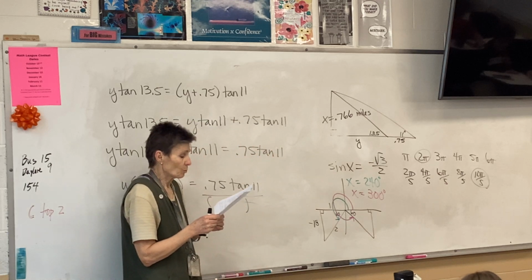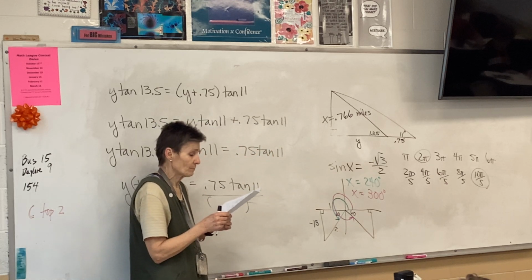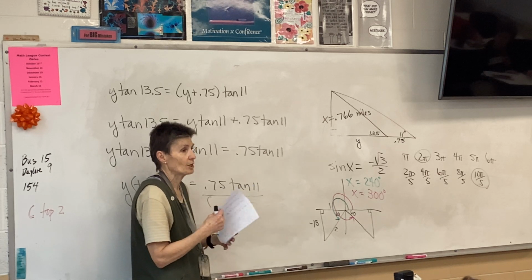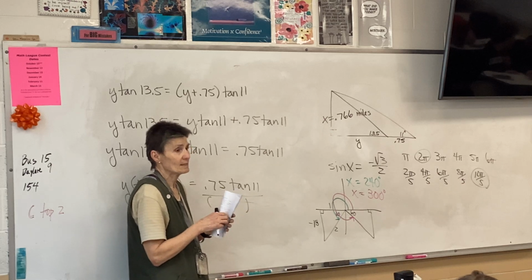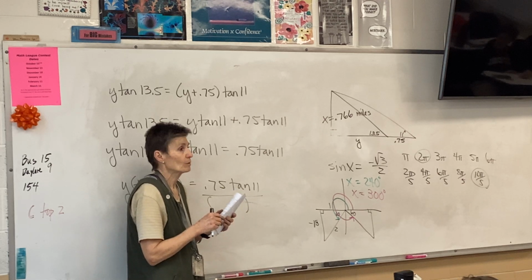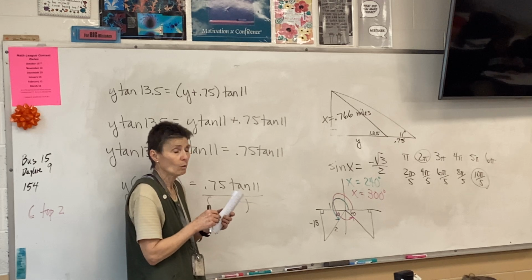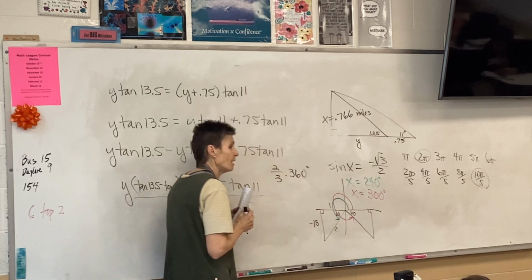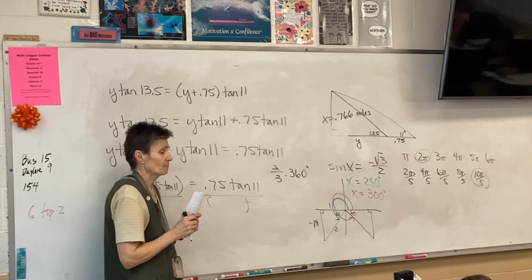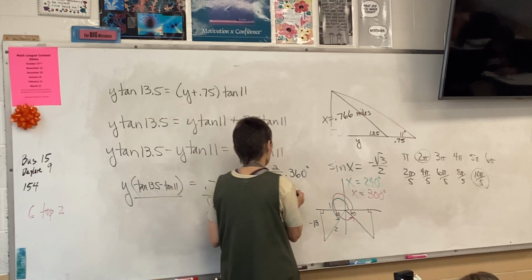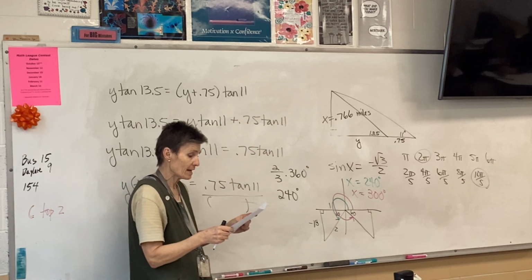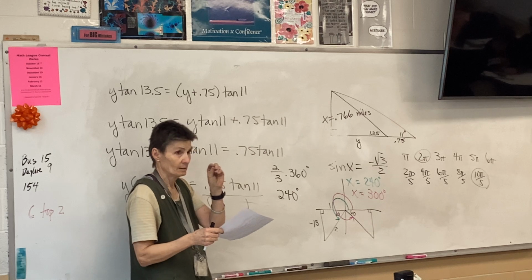All right, so 25: how large is an angle determined by a 2/3 clockwise rotation? Well, how big is a whole rotation? 360. I don't want the whole rotation, I want 2/3 of it. So what's 2/3 of 360? 240. Now watch it, because it says clockwise.